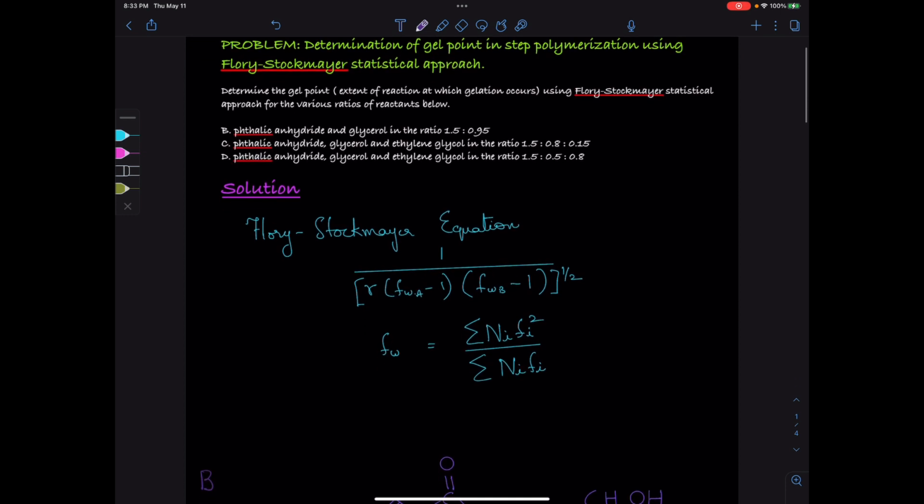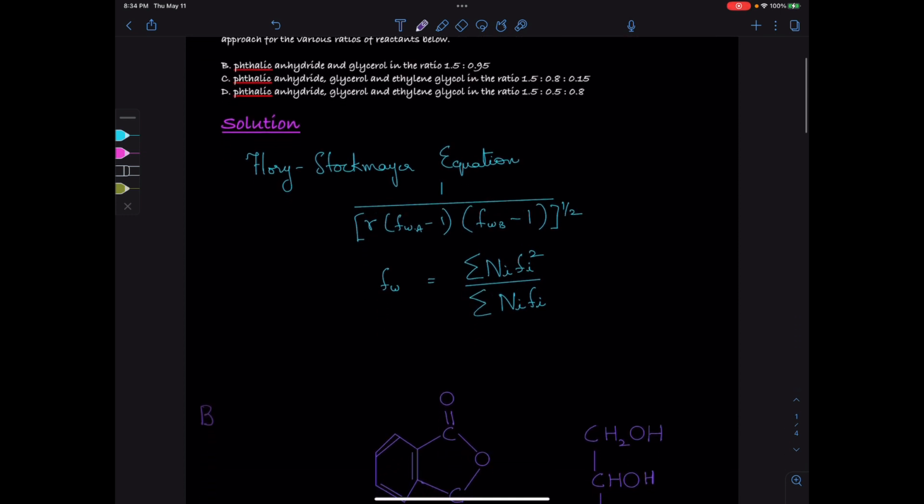So Flory-Stockmeyer equation is here. Pc equals 1 over square root of R times (FWA minus 1) times (FWB minus 1), where R is the feed ratio and R is less than 1, and FWA and FWB are the weight averages of the functionalities A and B.